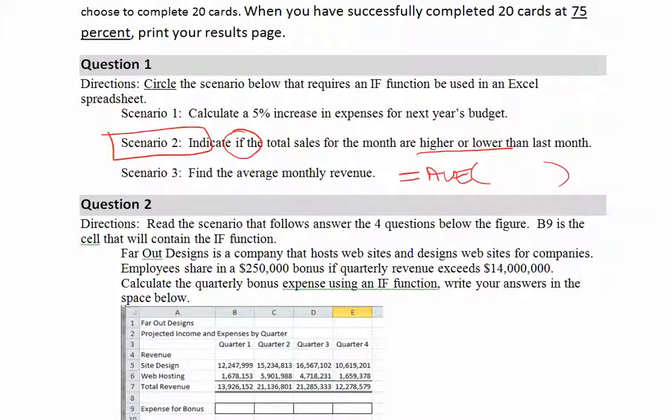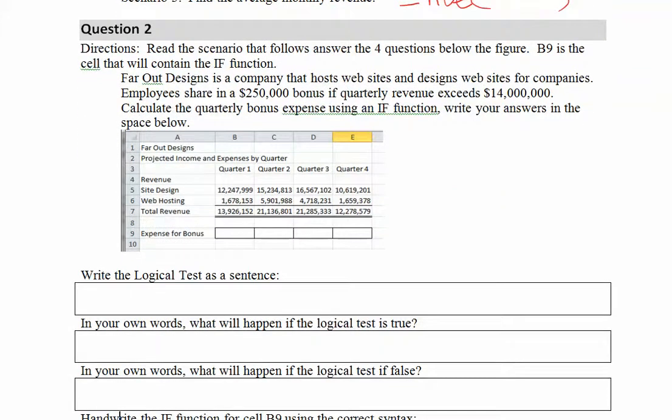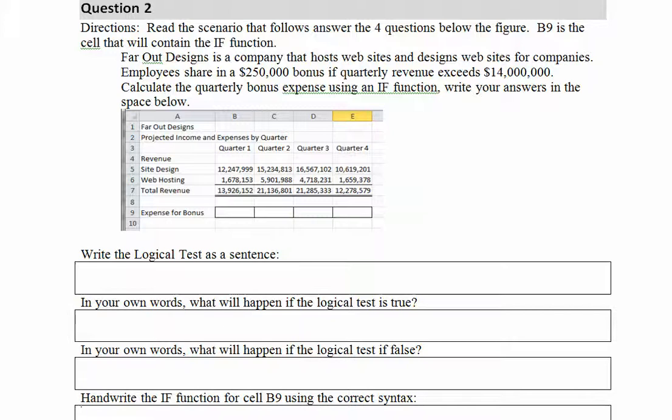All right, moving on to question 2. This is probably the question that most students had trouble with. So if you were struggling with it, don't feel too bad. So let's look at the scenario. Far Out Designs is a company that hosts websites and designs websites for companies. Employees share in a $250,000 bonus if the quarterly revenue exceeds $14 million. Calculate the quarterly bonus using an if function. Write your answers in the space below.